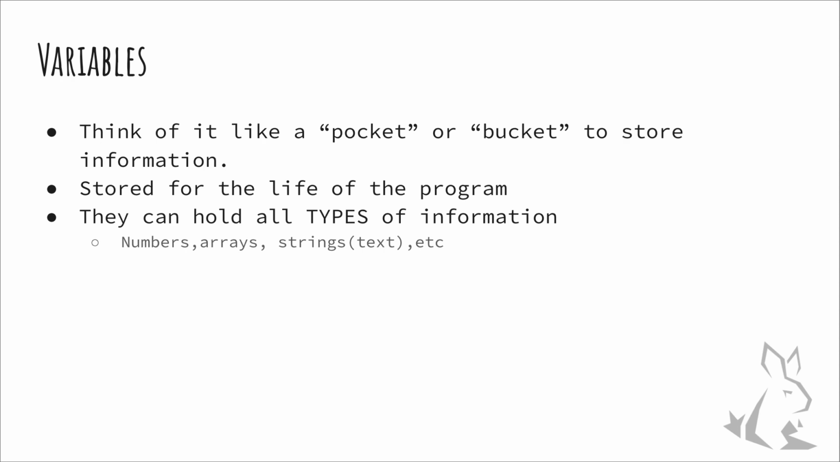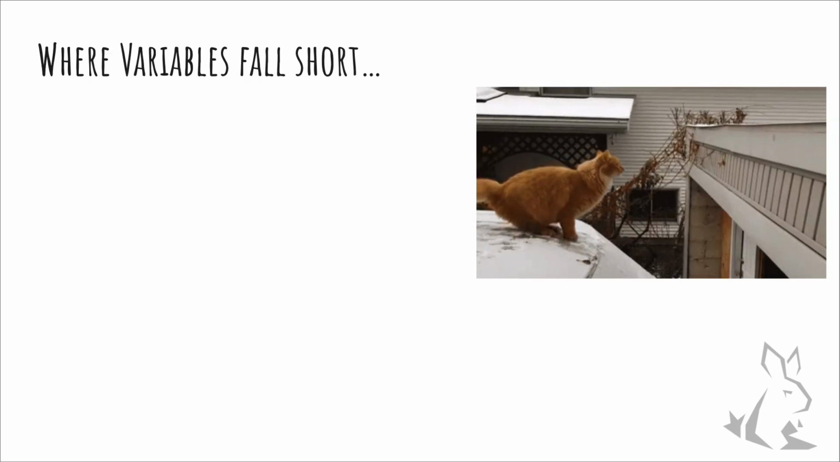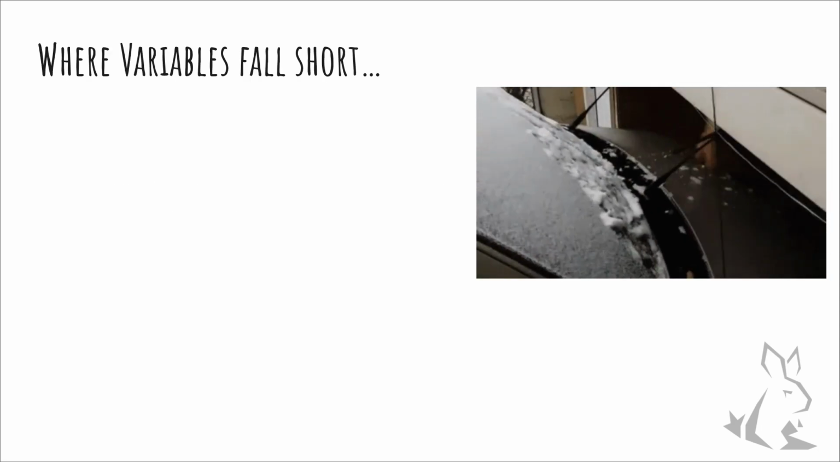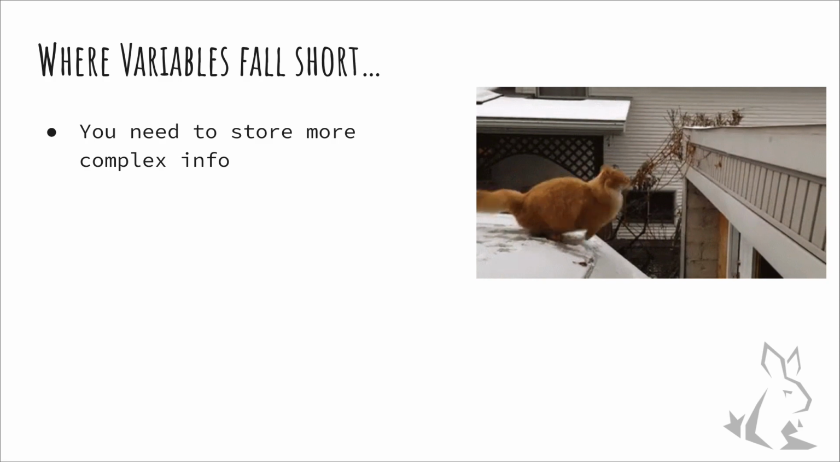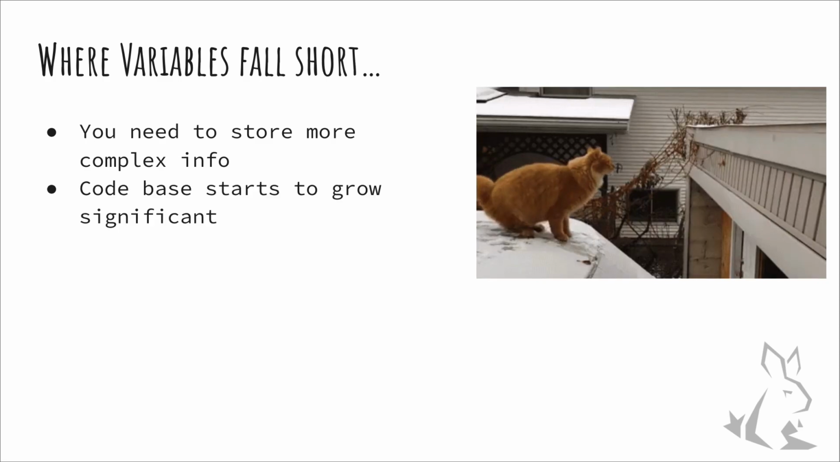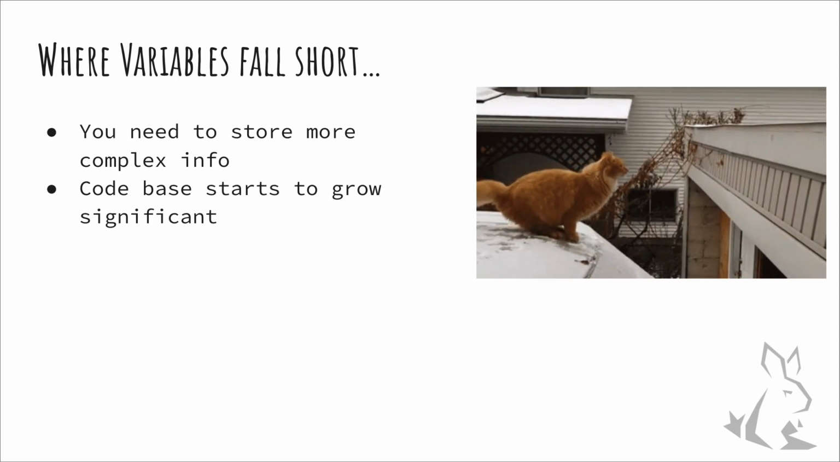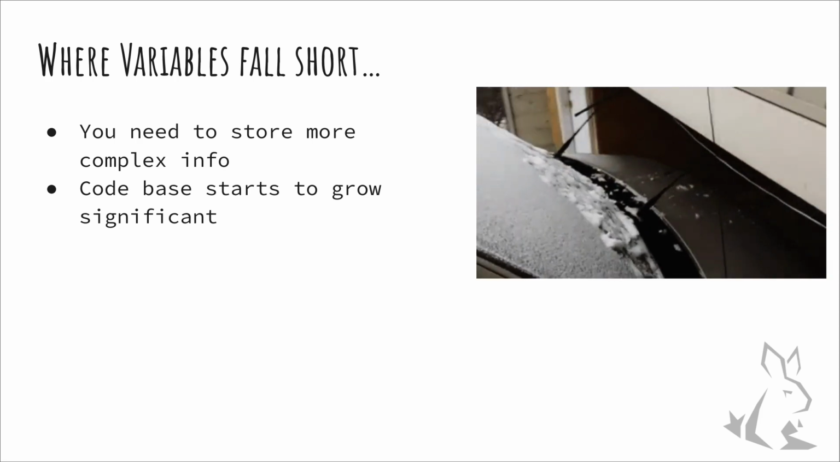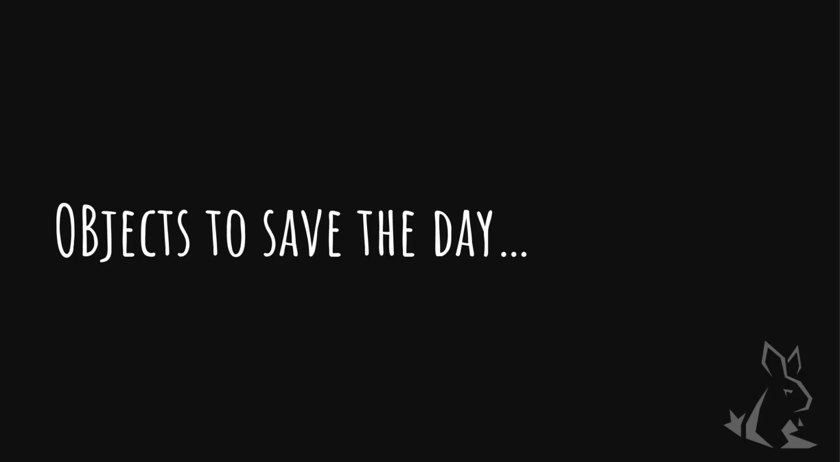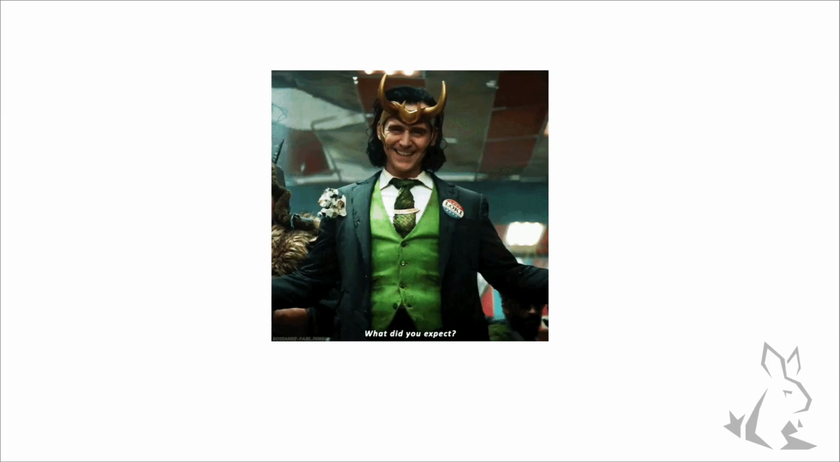And like I said in previous lessons, those variables all on their own only work well in small contexts. Where they fall short is when you expand to storing more complex pieces of information, and also when your code starts to become a little bit larger than the tiny little tidbits that we're doing in this tutorial. So in steps our savior, objects.